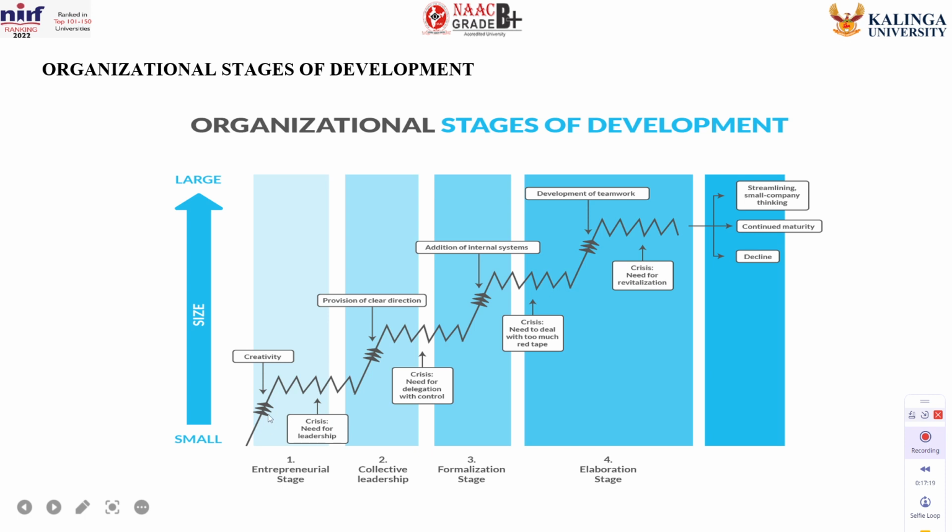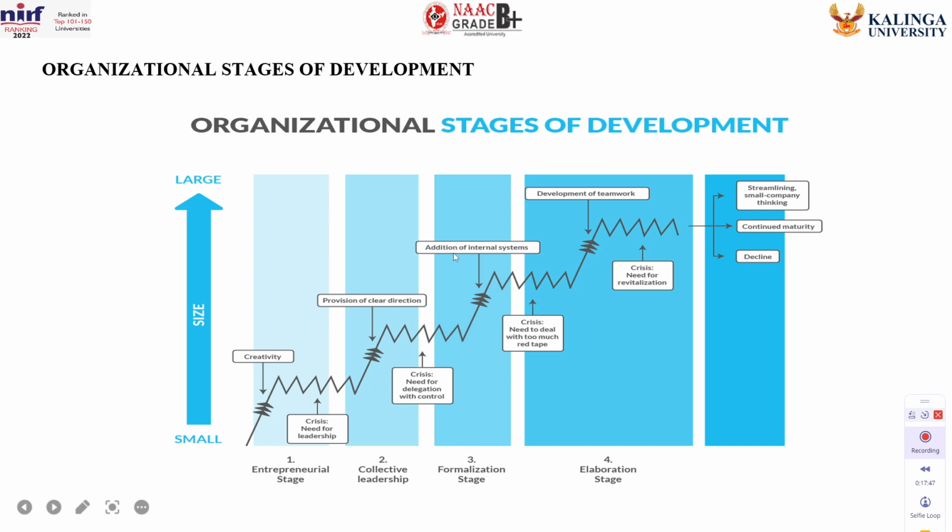If we look at the characteristics of the entrepreneurial stage, there is more creativity here, and crisis, and there is a very acute need for leadership. So creativity is the positive point, and crisis, the need for leadership, is the resistance we have. In collective leadership, we have provision of clear direction, which is very important, and the crisis is the need for delegation with control.